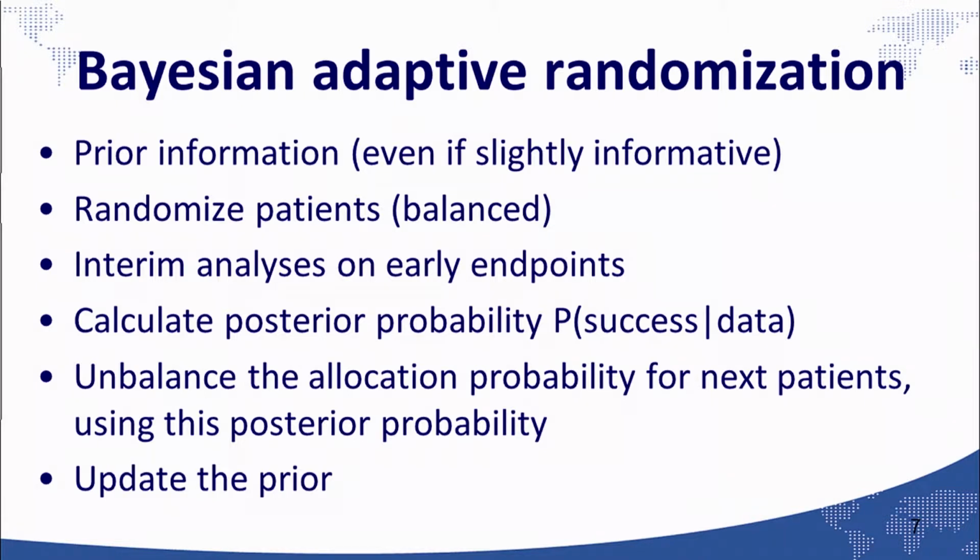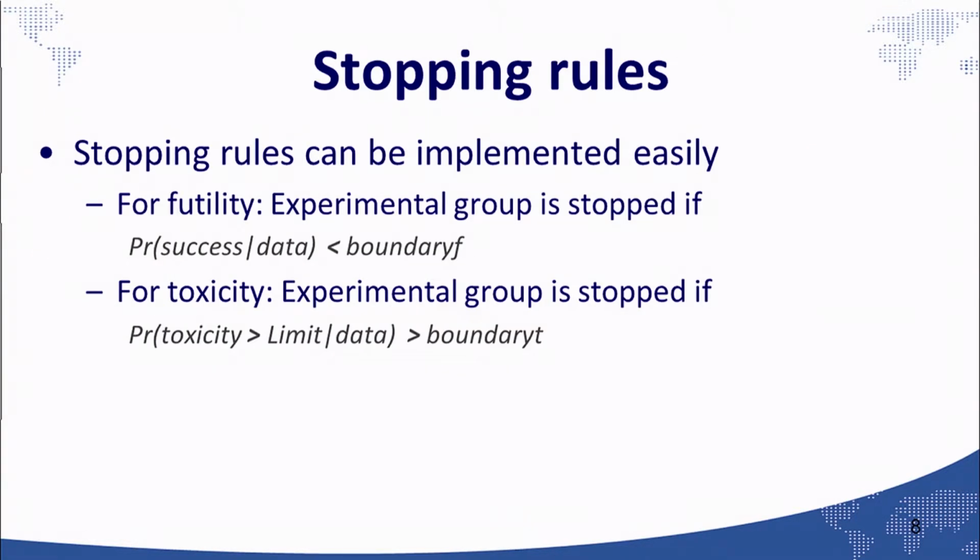You update the prior, and once some more patients are randomized and you got the data on the early endpoint, you will perform interim analysis. Then you can easily implement some stopping rule for futility or for toxicity. If it is for futility, then you can stop your experimental group if the posterior probability of having a success given the data is lower to a boundary that you will have defined.